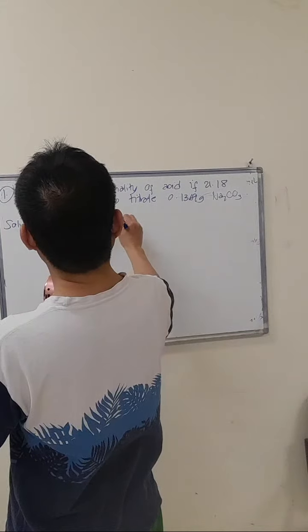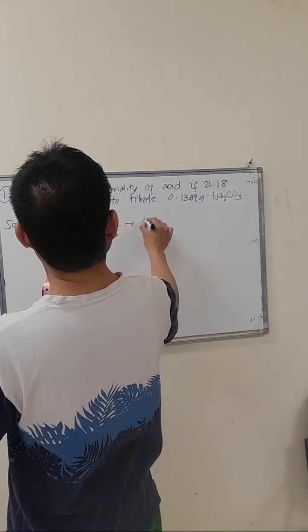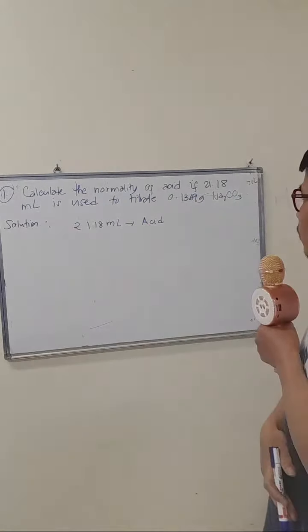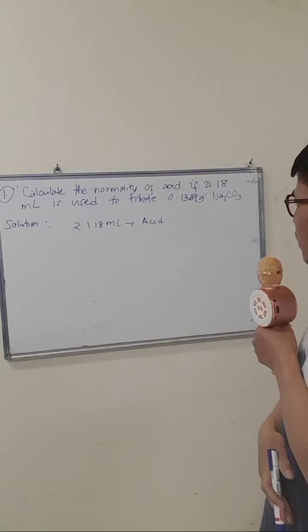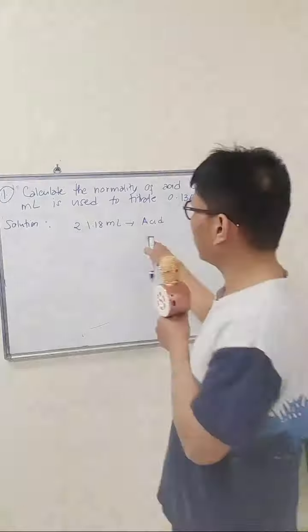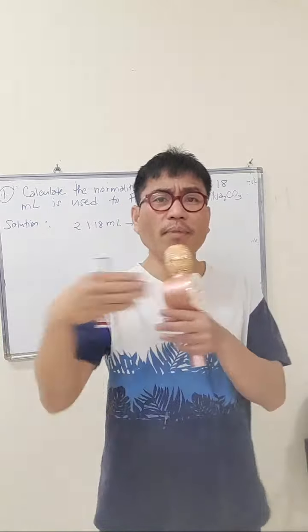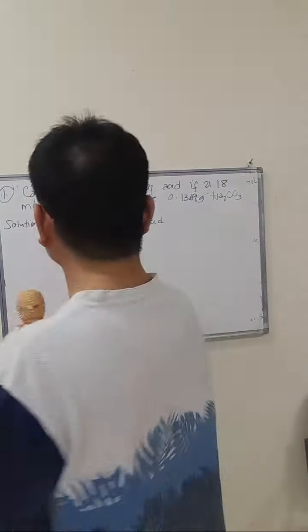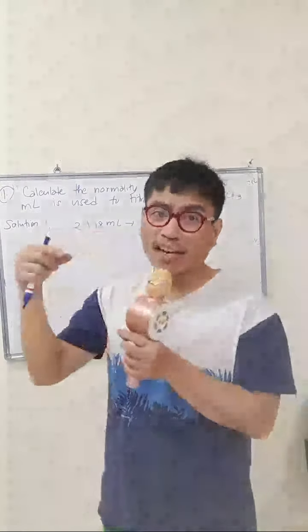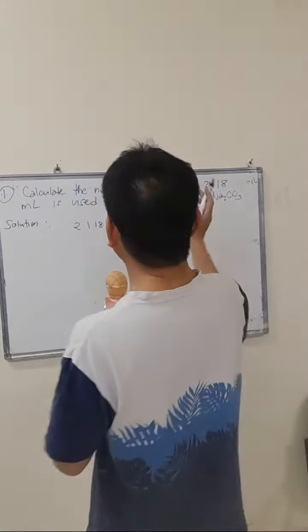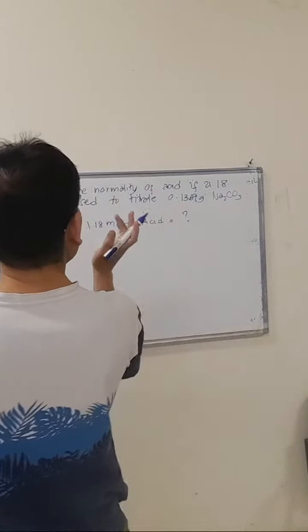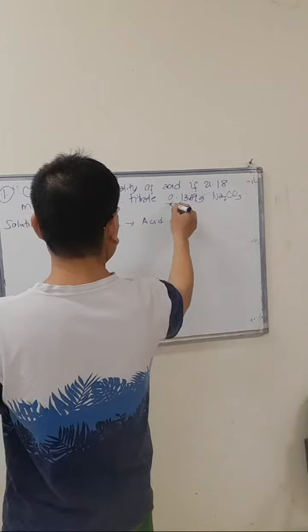21.18 milliliters. So this is an acid, and you don't know the acid yet because it's not mentioned. Calculate the normality of acid if 21.18 milliliters is used to titrate 0.1369 grams sodium carbonate. If this is an acid, the pair is a base. Acid, base. Basically, these are neutralization reactions, that's why we have an equal sign, because it is neutral. So the acid is unknown, question mark, titrated with 0.1369 grams.